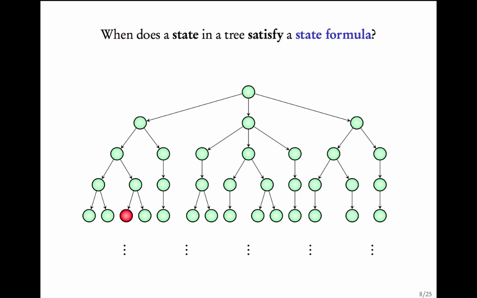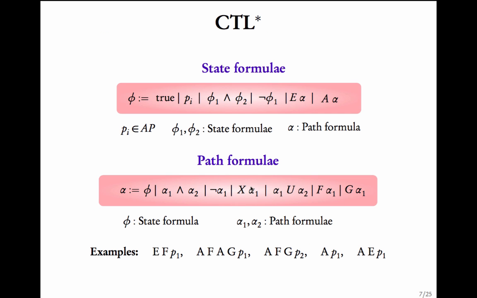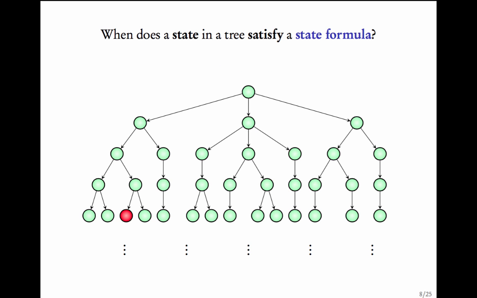Let us now try to attach meanings to these strings. We saw certain examples and we saw what they mean in the last module. However, let us try to give a precise definition to each of the strings. State formulae are evaluated on states in the tree. So when does a state in a tree satisfy a state formula? This is the question that we ask.